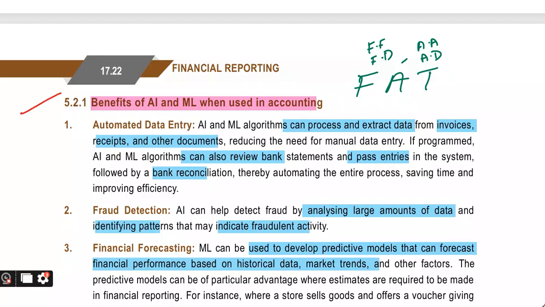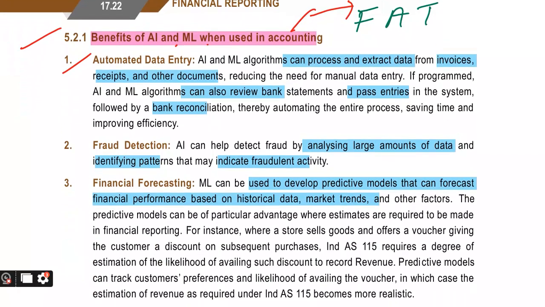Now we are going to AI and ML benefits. If we keep on using AI, then we are going to become fat because of no physical actions. Right? First point, we'll just run through the F point. F stands for financial forecasting. Next is FD, fraud detection. So this is your first point.